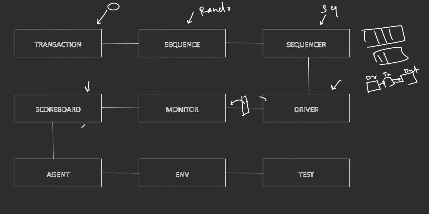Okay. After the scoreboard we have the agent. In the agent we are going to build our driver, monitor and sequencer. In a previous video I told you that we have mainly three types of agent: active agent, passive agent and reactive agent. Right now we are considering only the active agent. Okay. Now after that we have the environment. In the environment we are going to build our scoreboard and also the agent. Okay. So this is the role of your environment. Now after that we have the test. In the test we are going to run our sequence. We will see each of them in detail.